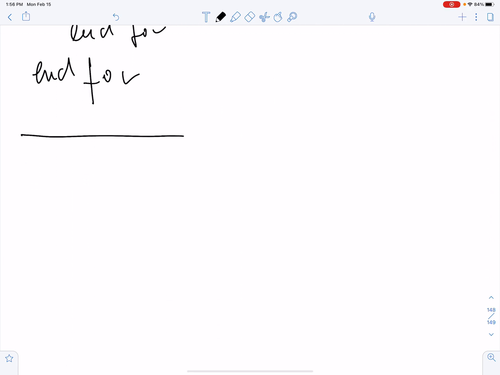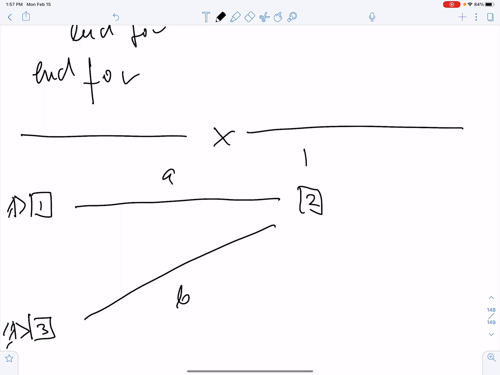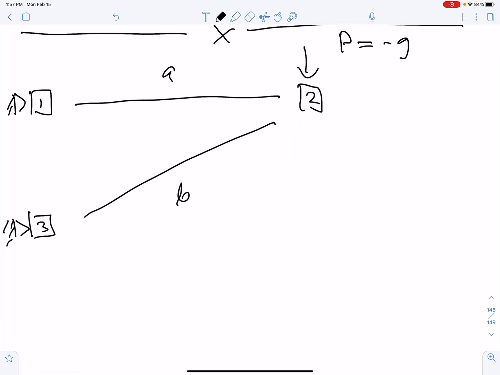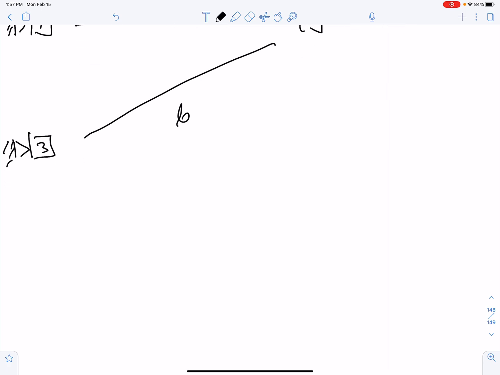Okay, so now let's revisit our example again. If you recall, this was our element A, this was our element B. This was our node 1, node 2, node 3. These guys were restrained, and there was a P equals -9 applied at the node there. So let me take you through the stiffness matrix assembly, and then we'll go from there. Let's start with element A.